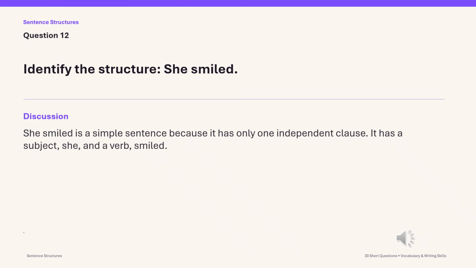So, one more thing I need to add to this is that a simple sentence does not mean the sentence will be short. It simply means that the sentence has only one main idea, and even a longer sentence can be a simple sentence. For example, the hardworking students of our class prepared a beautiful presentation. So, this is also simple because it has only one main clause.